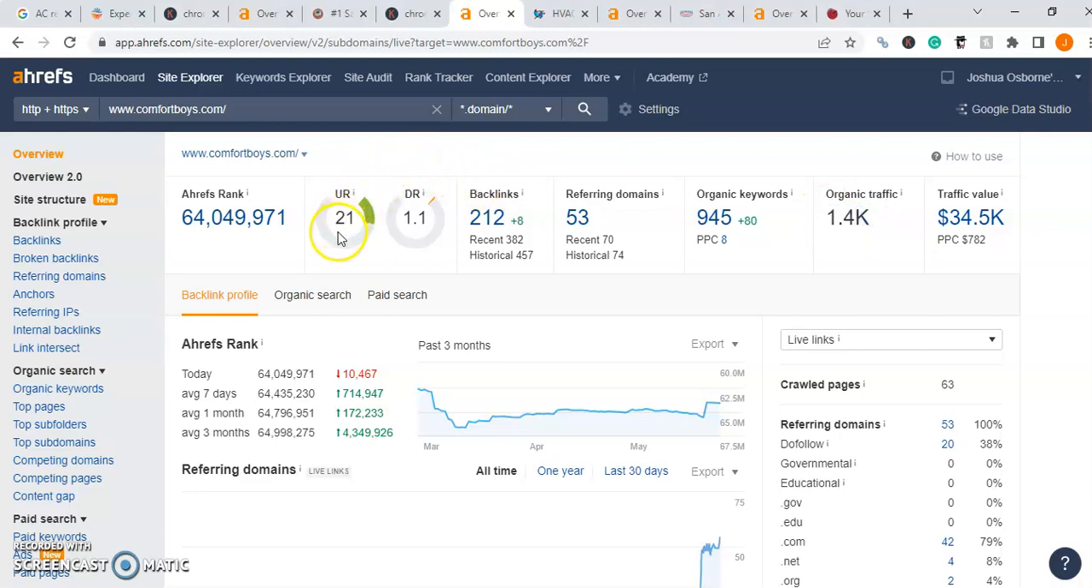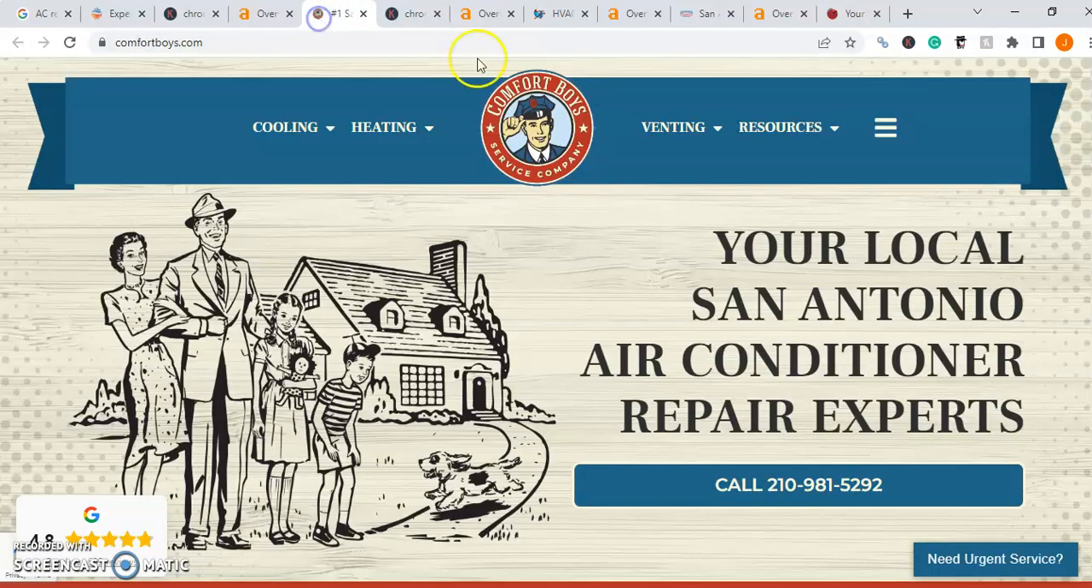But let's talk about these metrics. What is UR? What is DR? So UR stands for URL rating, and what that is, is the individual power given to a single page. So in this case, we're just talking about this home page and the power that it generates.